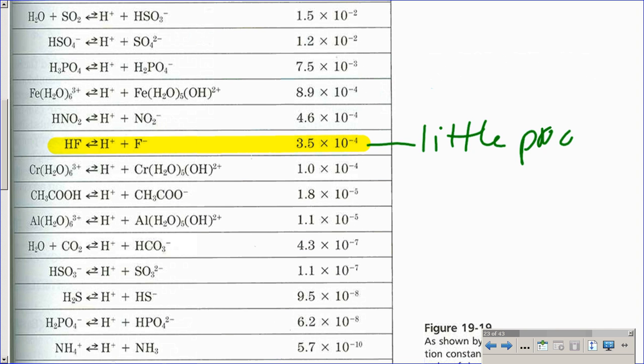Where do you get this from? From a book. If they're standard values, I would always give them to you. But I just want you to know the significance of them. Small numbers, very little products means weak acid.